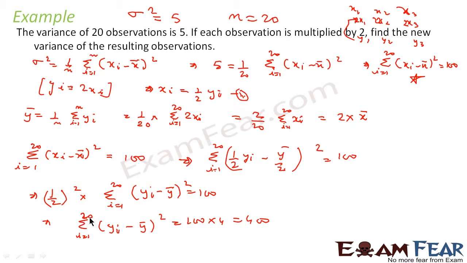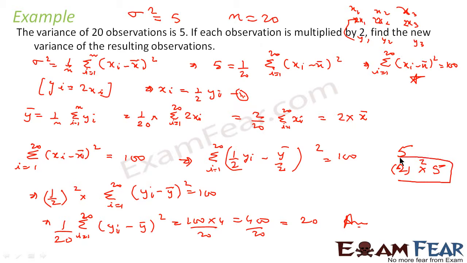So what we have seen: we were supposed to find the new variance, because I assume the new value is yi. The new variance is nothing but 1 by n of this, and n is 20, so 1 by 20 of this. So this becomes 20, and that is our answer. So what we have seen? It was 5. 5 became 2 square into 5.